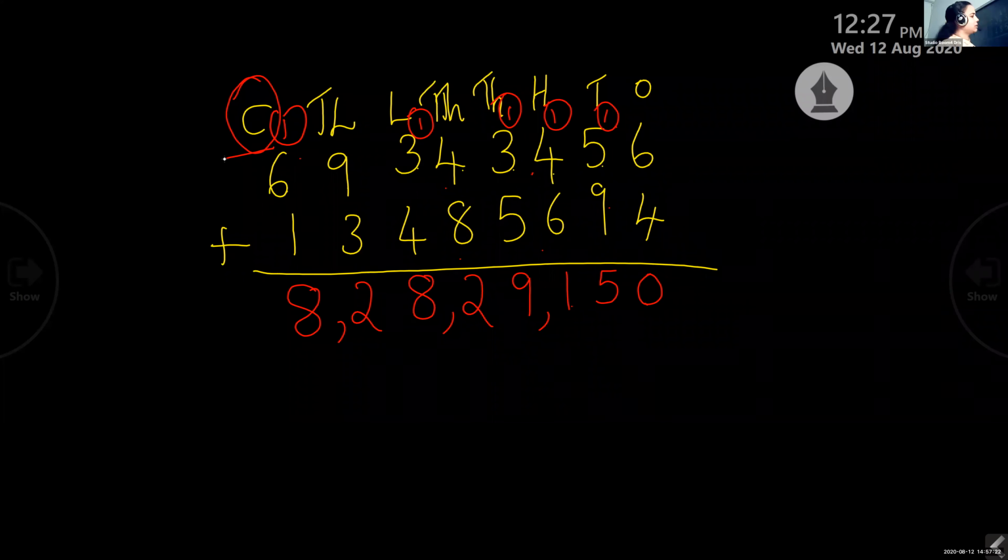Okay, Diya, please unmute and read the number name louder, because there was some audio distraction. 8 crore 28 lakh 29,000 150. Okay.